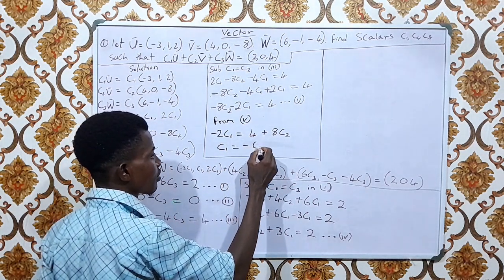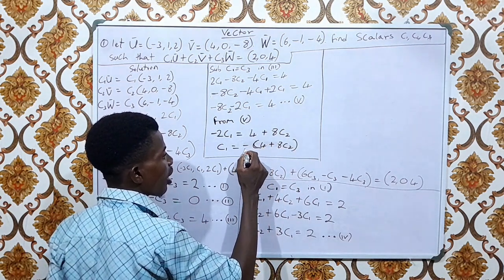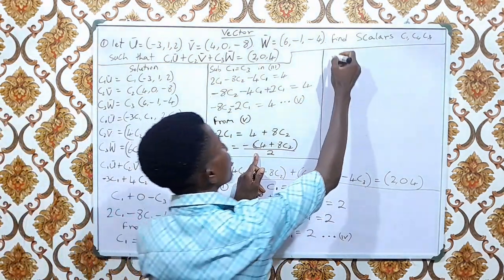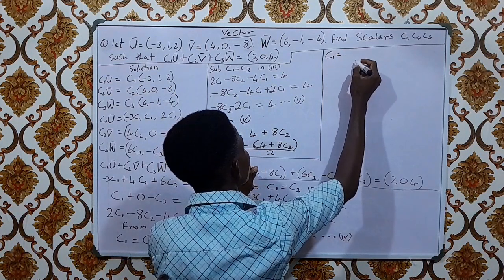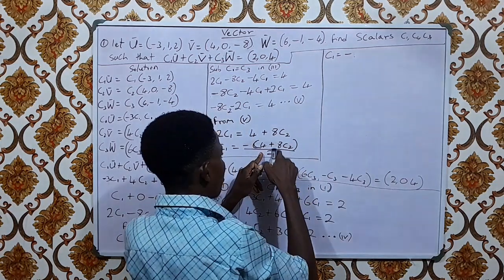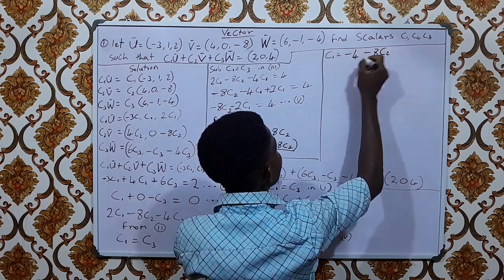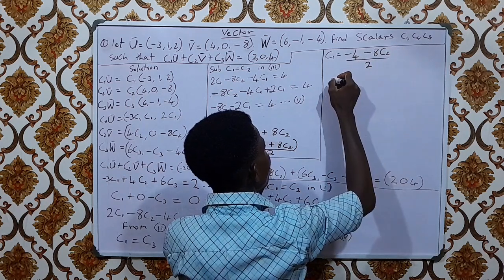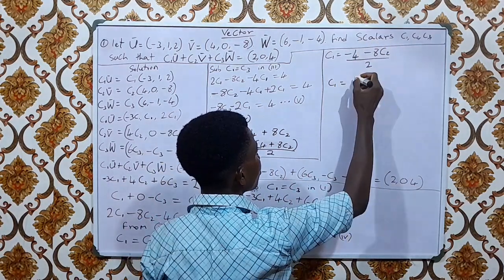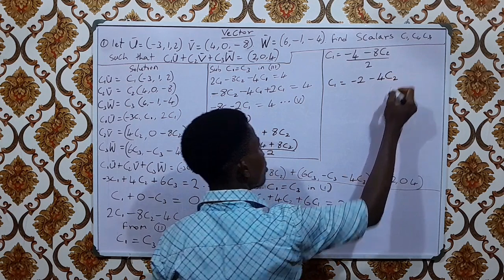So we have minus 4 plus 8C2 everything over 2. Now from here, we take our C1 to be equals to minus 4. Okay, now not minus 4 again. Okay, let's say minus 4 minus 8C2 all over 2. We now have that C1 is equals to, if we divide this by 2, we have minus 2 minus 4C2.